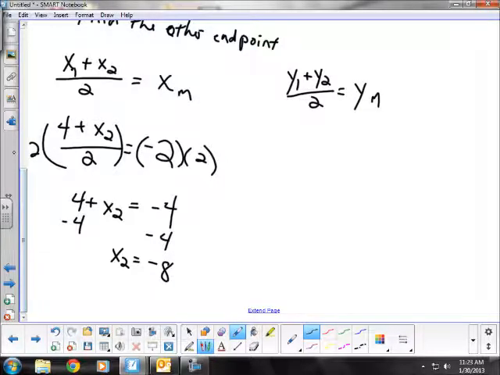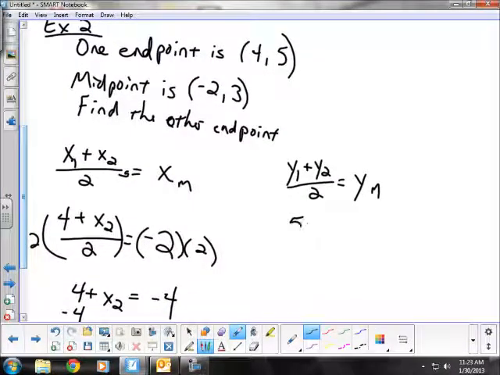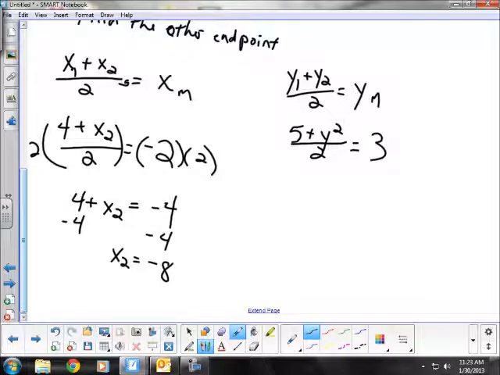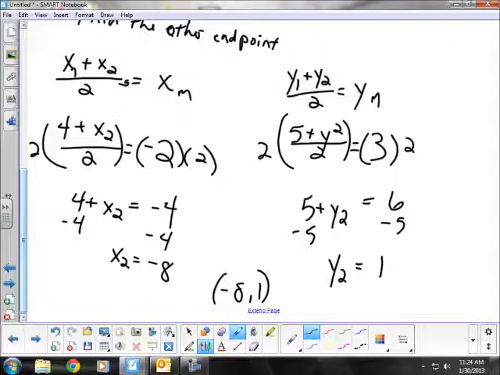I do need to move my screen so I can put those in. So that's 5. 5 plus y2 divided by 2 is equal to 3. Same thing again, multiply both sides by 2. So 5 plus y, not y squared, but y sub 2, is equal to 6. So subtracting 5 from both sides, the y-coordinate of the midpoint is 1. So my other endpoint is the point negative 8, positive 1.